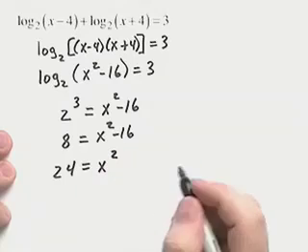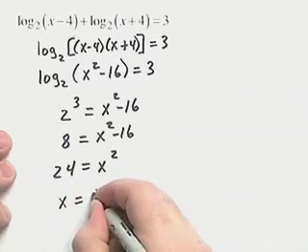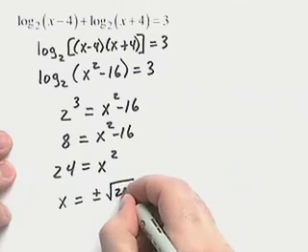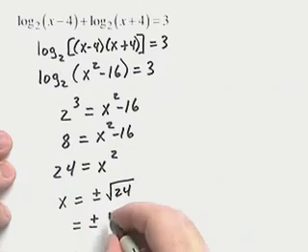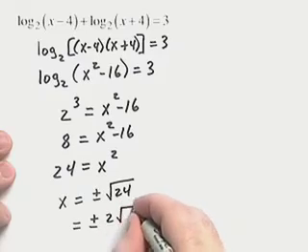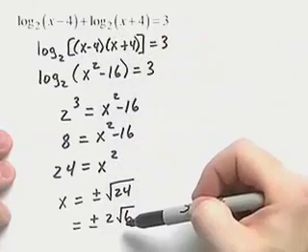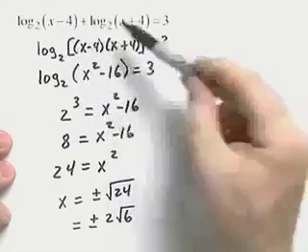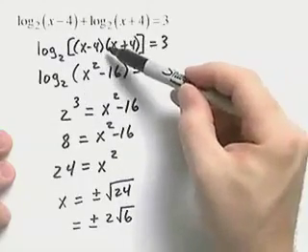To solve for x, we take the square root of both sides. So we'll get x is equal to plus or minus the square root of 24. And we can simplify this radical as plus or minus 2 root 6. Again, as with any logarithmic equation, we want to check our solutions to make sure that they will work in our original equation. We've changed it by using the rules for logarithms.